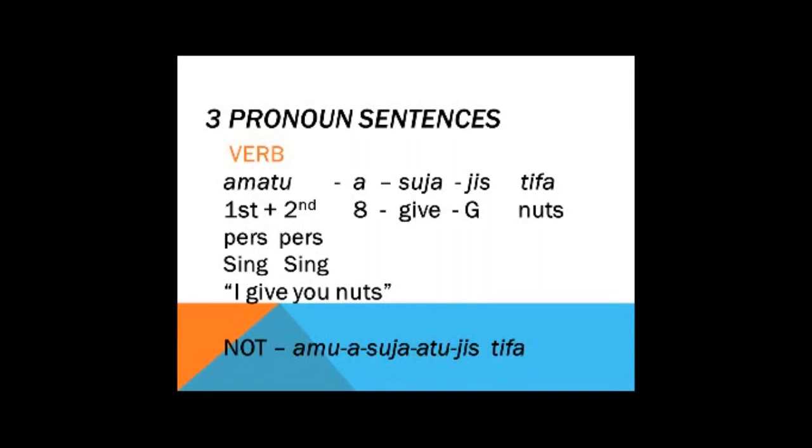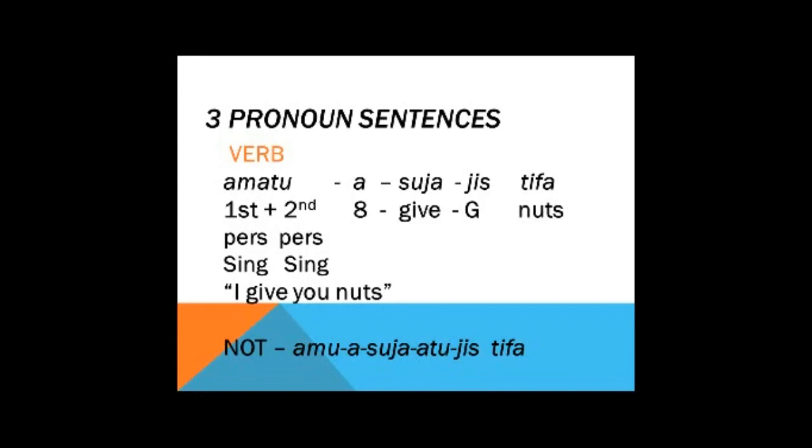Now have a look at this sentence. This sentence translates as I give you nuts. So remember, I am the subject, the one doing the giving. You are the indirect object because you are the person who's been given something, and the direct object is the nuts that are actually being given.